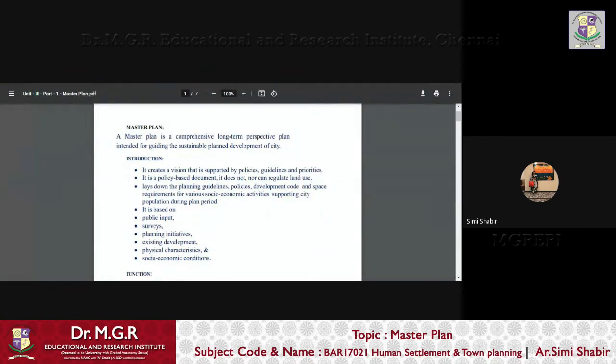Okay, so for a second, just a second. Okay, so master plan basically lays down the planning guidelines, policies, development code. Just a second.